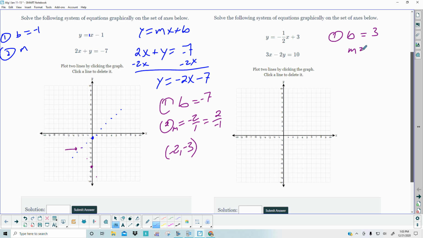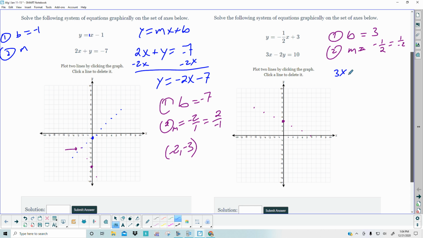Y-intercept is 3. Second step is identify the slope. So the y-intercept is 3. Slope is negative a half, down one right two, down one right two, or up one, back two, up one, back two.